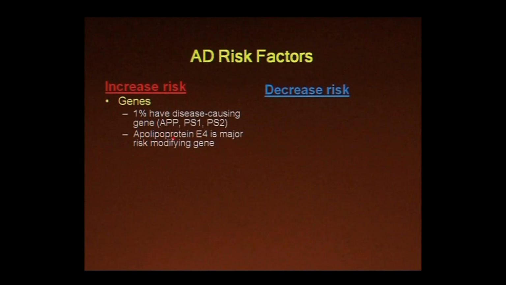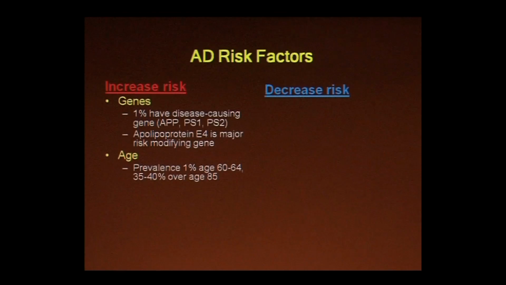What is much more common is the apolipoprotein E4 gene. ApoE4 is a gene that's present in about 20% of the population, but in about 50 to 70% of patients with Alzheimer's disease. So it's what we call a risk-modifying gene, in the sense that if you have the gene, it doesn't mean you'll get the disease, and many people get the disease without the gene, but it certainly increases the odds that you will get the Alzheimer's disease.